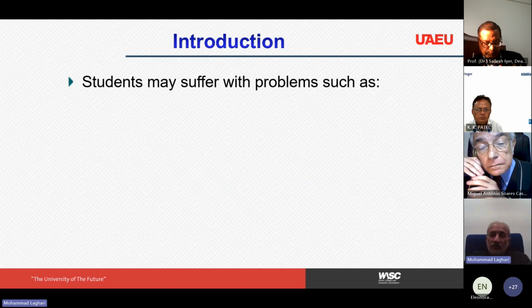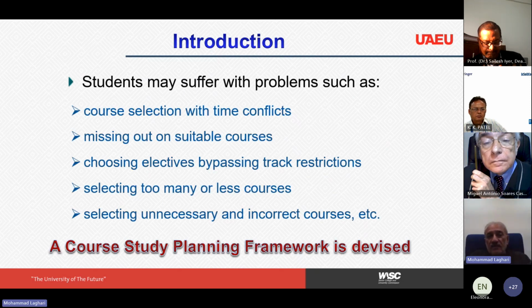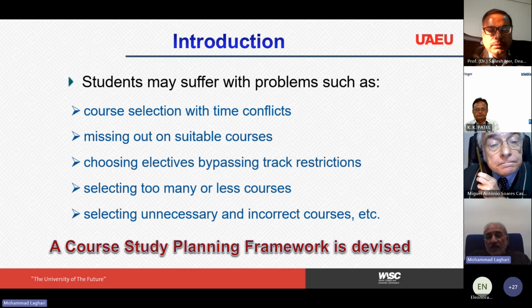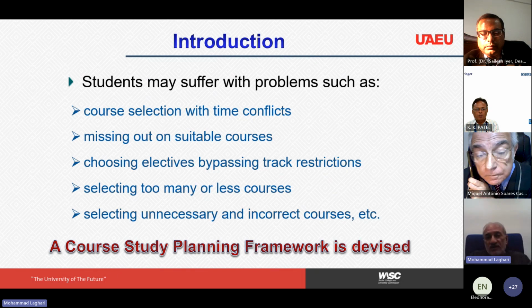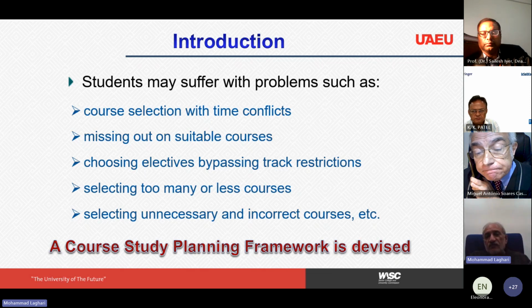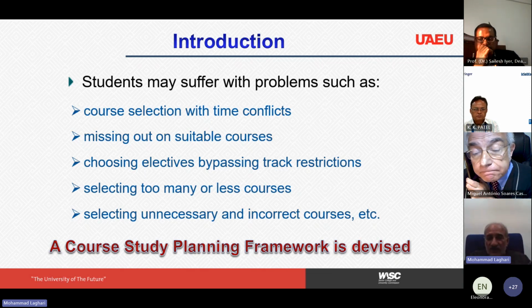Students may suffer if they miss the right courses at the right time. They suffer problems such as course selection with time conflicts. They plan that for the next semester they'll select certain courses, but when the registration or schedule is announced, they find these courses are in time conflict. Another problem is missing out on suitable courses. Some courses are to be taken earlier, and some courses are semester specific. If they miss out, they may miss a whole year before the course is offered again.